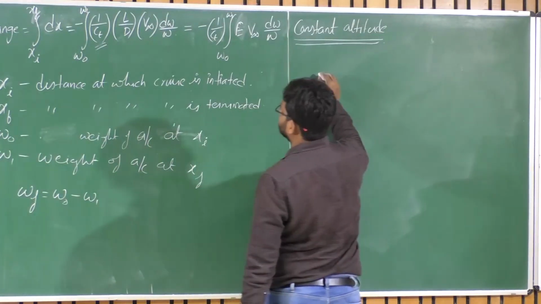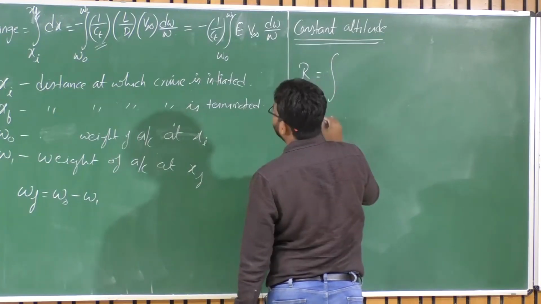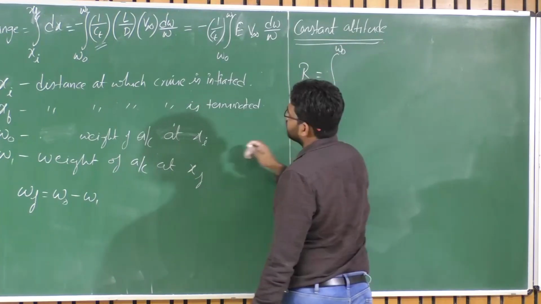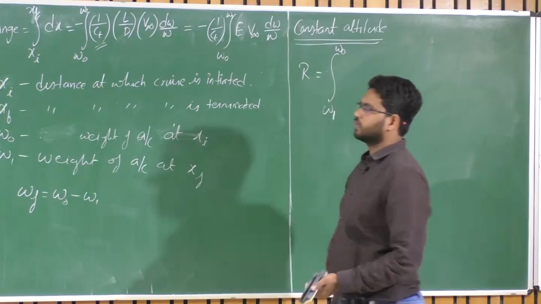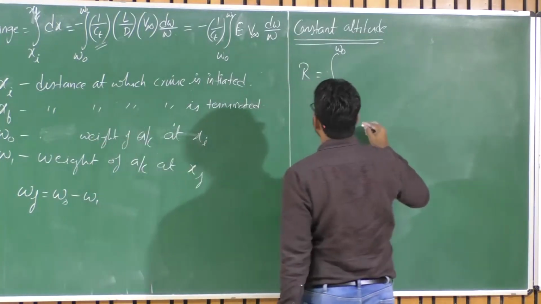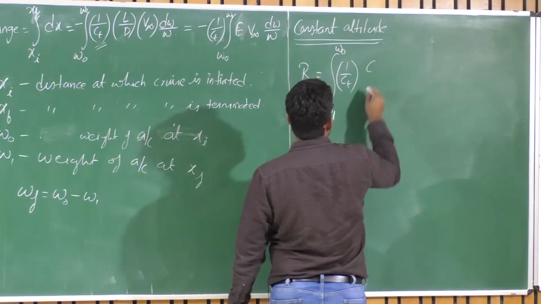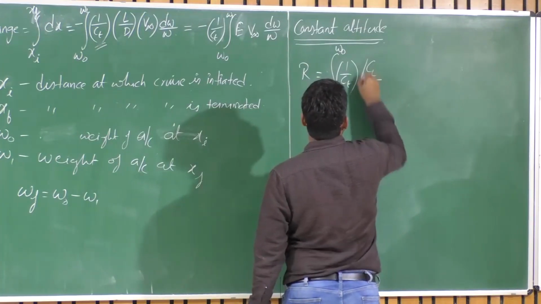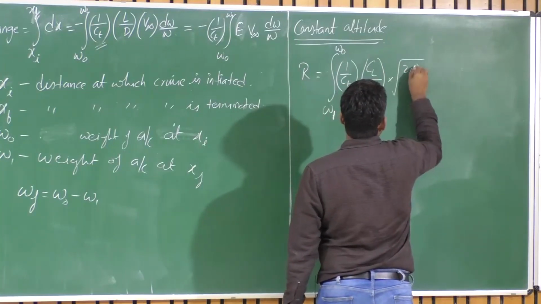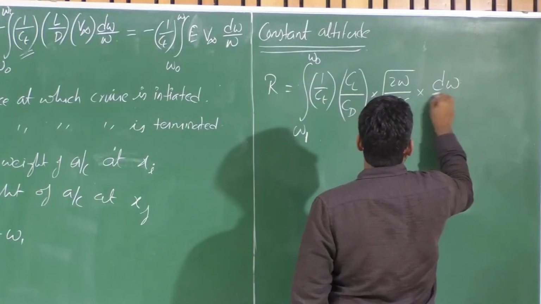So the range R is equal to, taking the minus into this integration, changing the limits of the integration, because W0 minus W1 will be positive, since W0 is higher than W1. Which is 1 upon Ct times CL. I can take 1 upon Ct outside of this integration. So CL by CD times V infinity is root over 2W upon rho S CL times dW upon W.